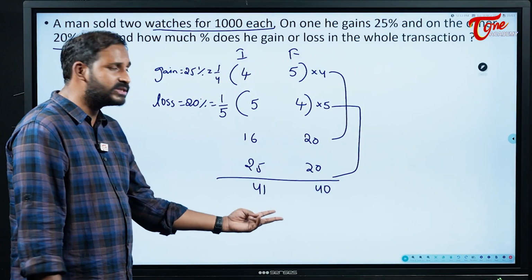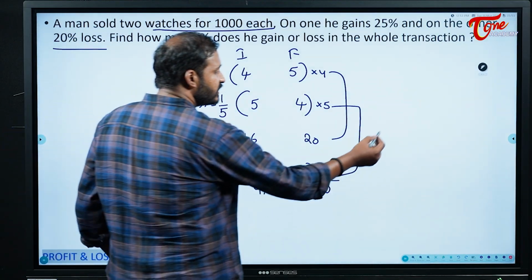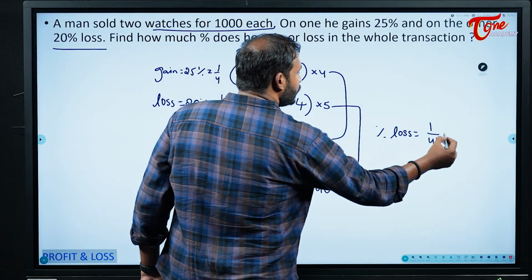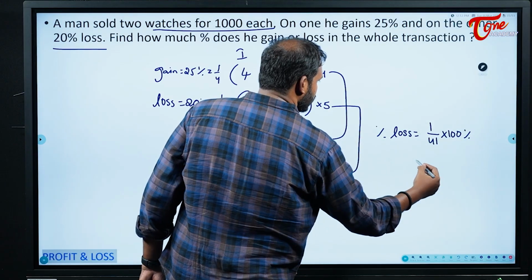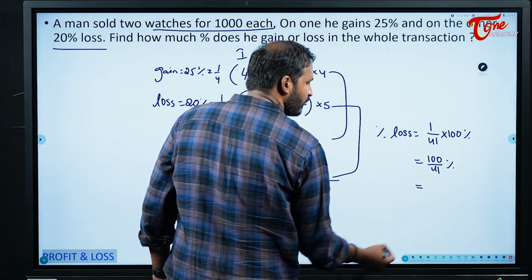Whether it is profit or loss? Loss. Loss by what value? 1. So the percentage of loss will become 1 by 41 into 100%. So the loss here is 100 by 41%. If you further solve it, what are you going to get?